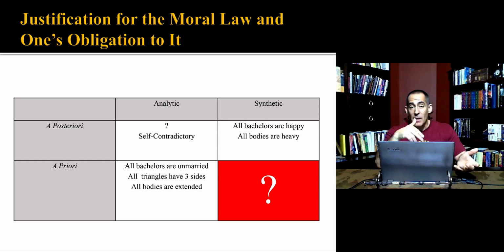Those are synthetic statements. I can know about them after I experience. Then the analytic a priori makes sense as well, because these are things that are true by definition. All bachelors are unmarried. All triangles have three sides. All bodies are extended in space. Those are the types of things that are true by definition, and I can know them prior to experience. But it's the fourth box that's a concern, which is why there's a big question mark there, in red. Are there such things as synthetic a prioris? It seems like there are not when you first think about it, because it seems to be contradictory in the same way an analytic a posteriori is, but Kant disagrees.